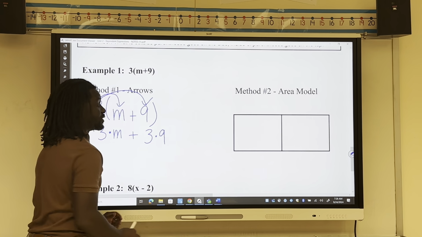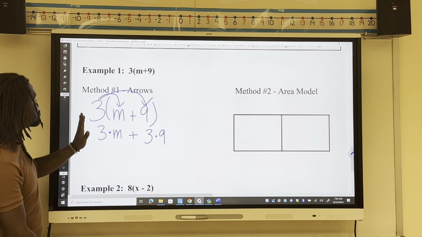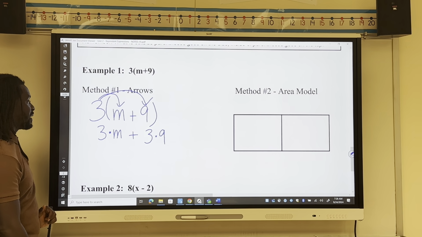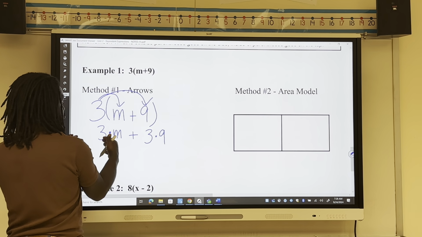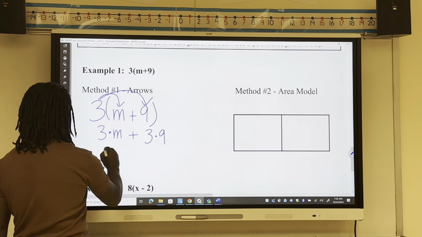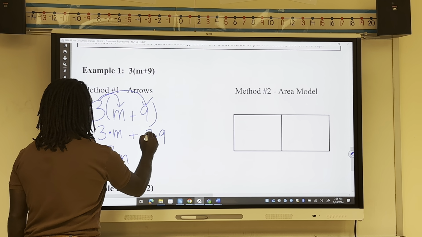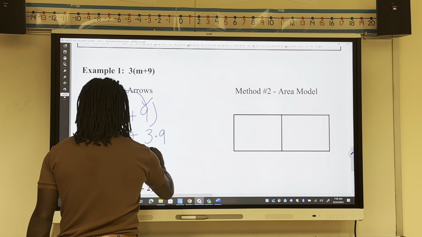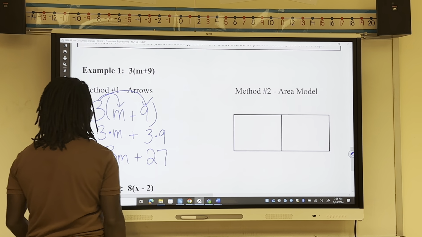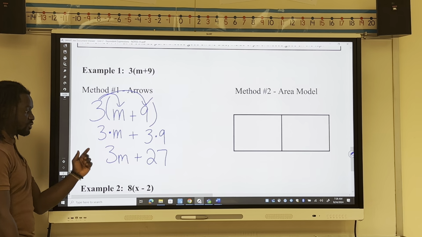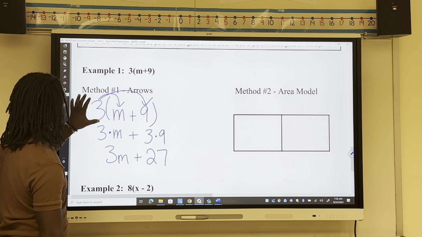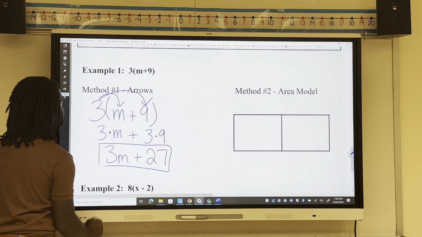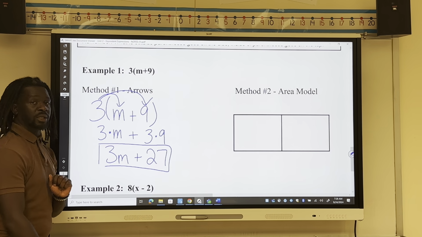Again, friends, I just want to encourage you, make sure you multiply it by both values inside of the parentheses, okay? And so then I'm just going to multiply these. 3 times m is going to give me 3m. 3 times 9 is going to give me 27. And then I add these, and that is my answer, 3m plus 27. So again, this right here is an equivalent expression of this one up here, okay?